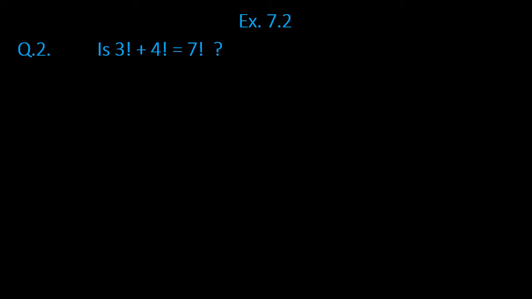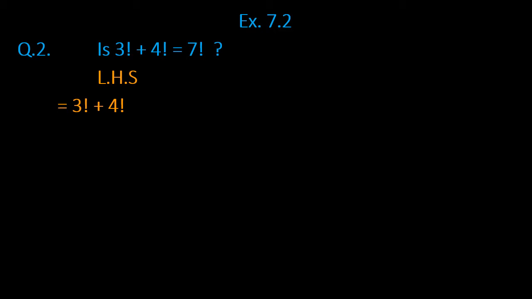Now from exercise 7.2, let me solve question number 2. It is given that 3 factorial plus 4 factorial equals 7 factorial. We have to justify whether it is true or not. So first let us take the left hand side.